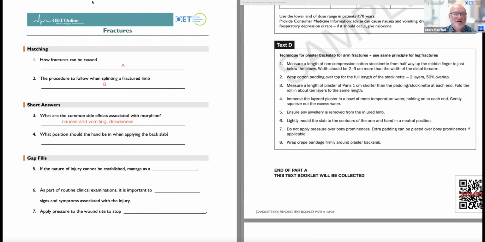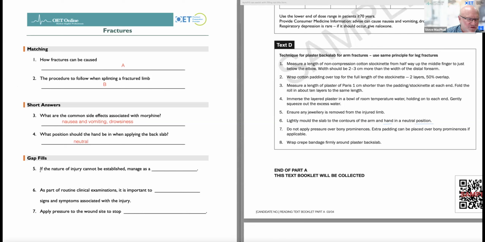I keep looking, but eventually, and you might be seeing it on your screen, I find that word position. And then I find hand. Bingo. What position should the hand be in when applying the back slab? I will read it. Lightly mold the slab to the contours of the arm and hand in a neutral position. There's my answer, everyone. So I'll type in neutral, right? I am doing okay because I've done my pre-reading.